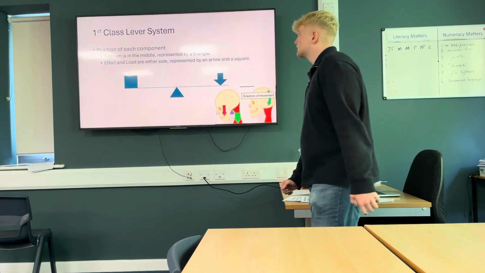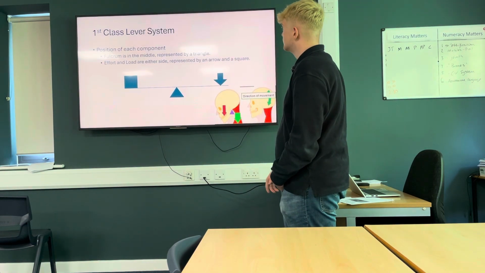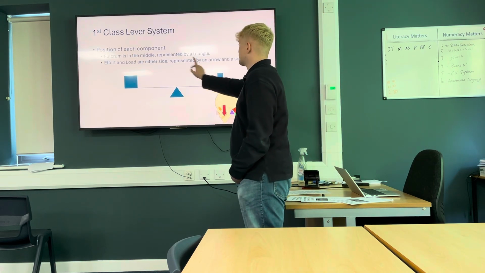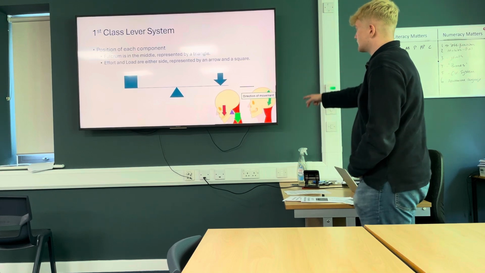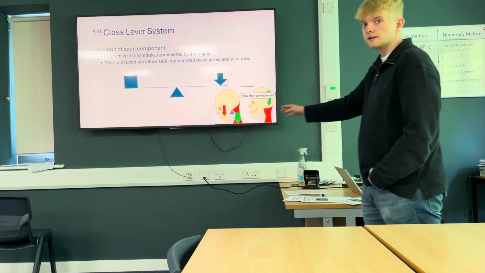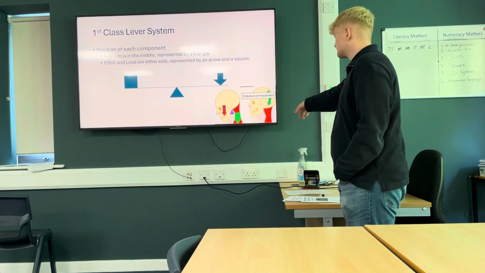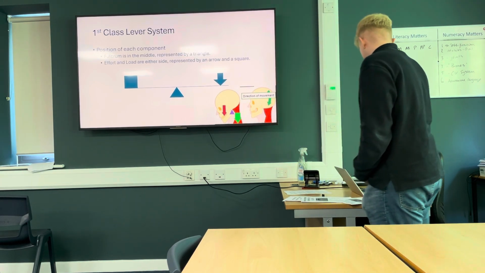In a first class lever system, the fulcrum is in the middle, represented by the triangle. The effort and the load are either side, represented by the arrow and the square. In this diagram, which is the neck, the skull is moved by the neck muscles and the fulcrum is near the jaw.